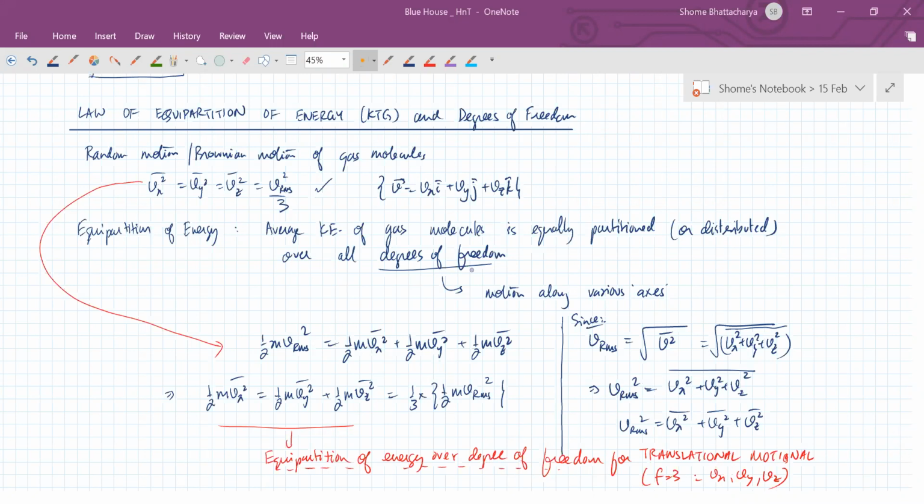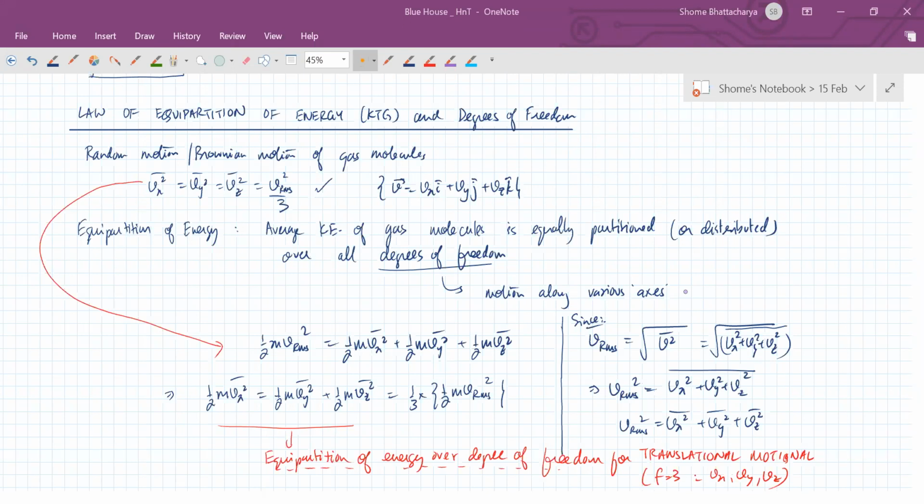So degree of freedom, I have explained what it means. It means motion along various axes. The more the number of axes along which the motion can happen, and the more the types of motion that can happen, the more will be the degrees of freedom. So when we talk about translational motion alone, there are three possible axes of motion if it's three-dimensional. So it has 3 degrees of freedom.